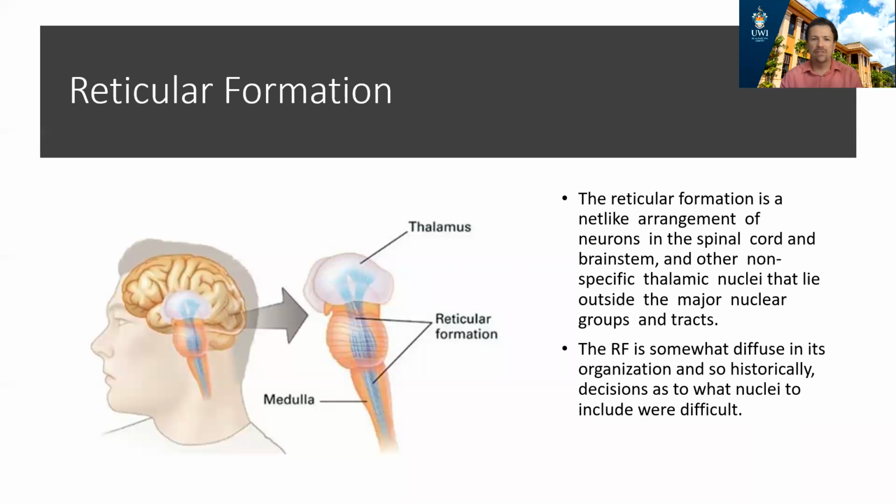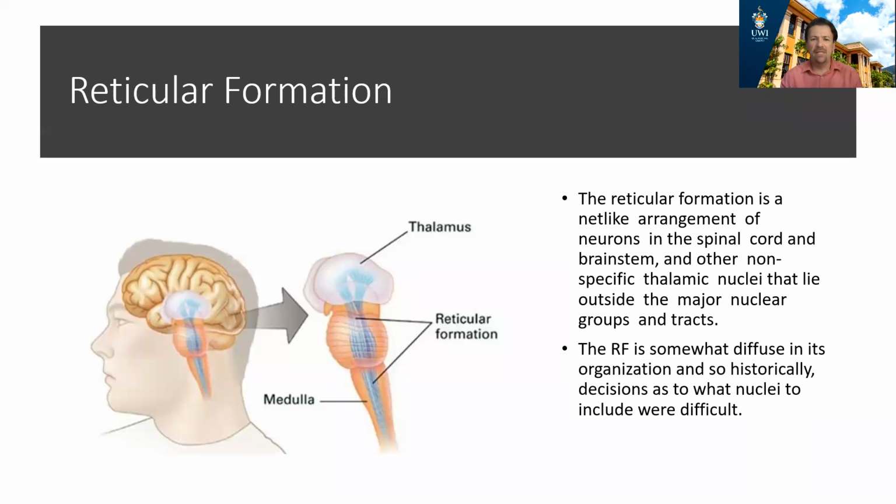So what is the reticular formation? Well, as you can see on the diagram, the reticular formation is found within the brain stem, and it represents an arrangement of neurons that seem to be connected, running from the top of the spinal cord through the brain stem towards the midbrain.